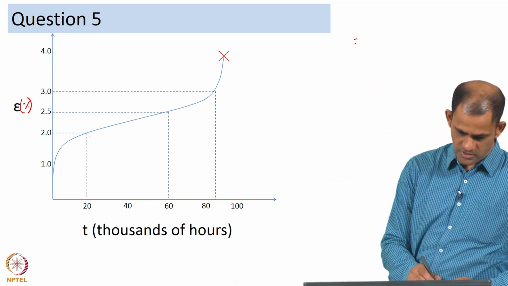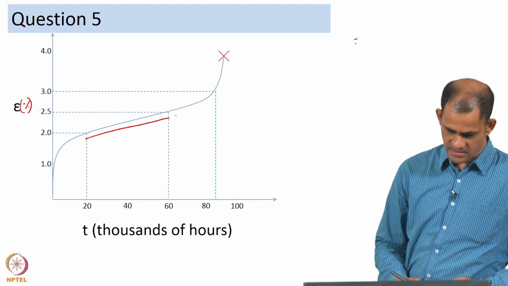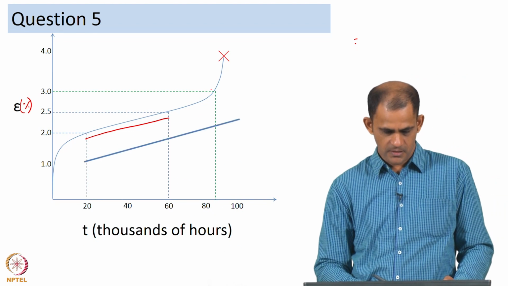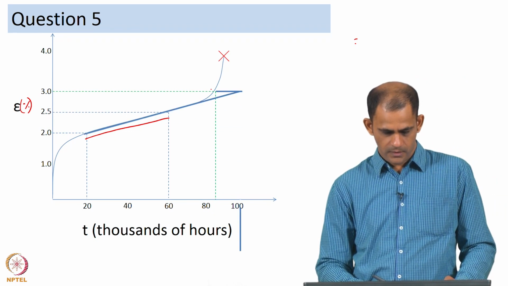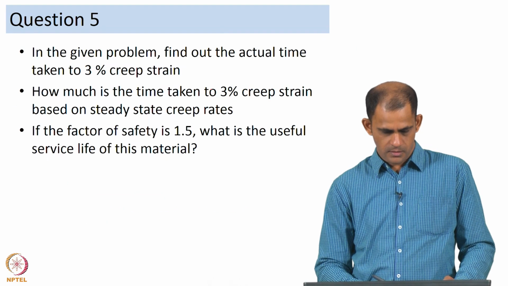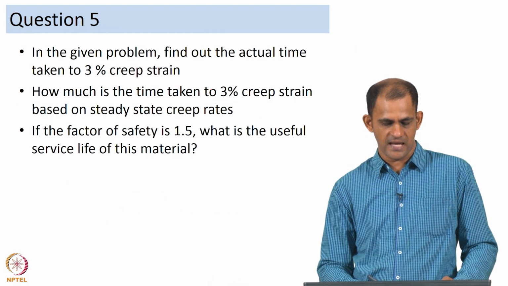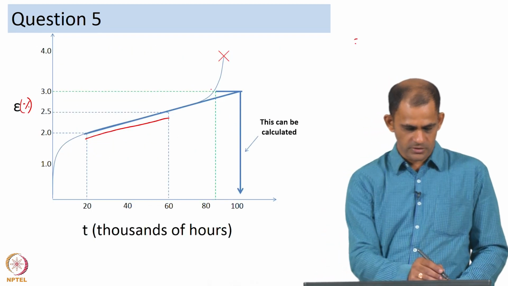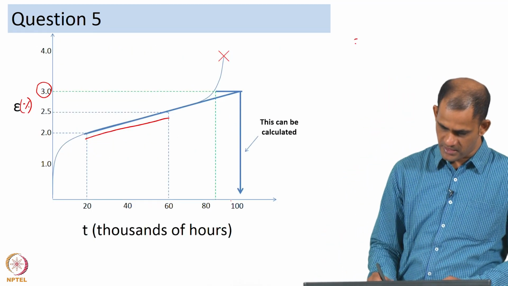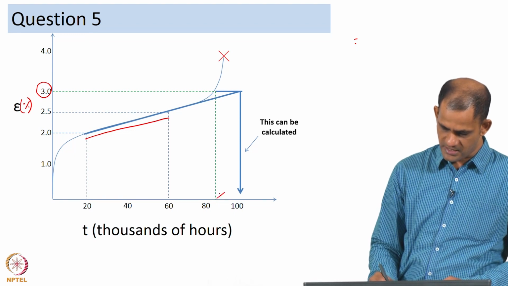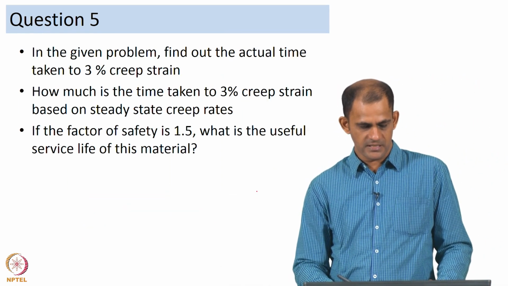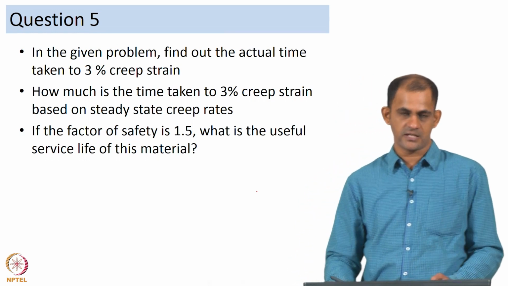So, the first two, if you see, are in the steady state creep range, and at 3% the material is already in the tertiary creep range. The question is, in the given problem, find out the actual time taken to 3% creep strain. The actual time taken to 3% creep strain you can directly find from the figure. So, it is approximately 85 hours. Now, how much is the time taken to 3% creep strain based on steady state creep rates?